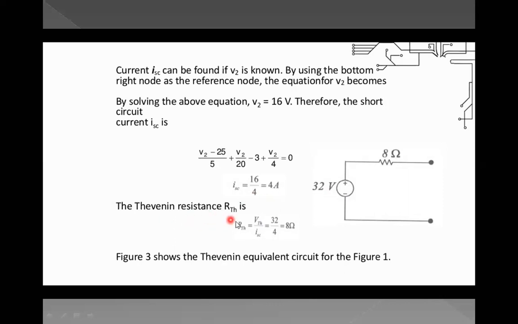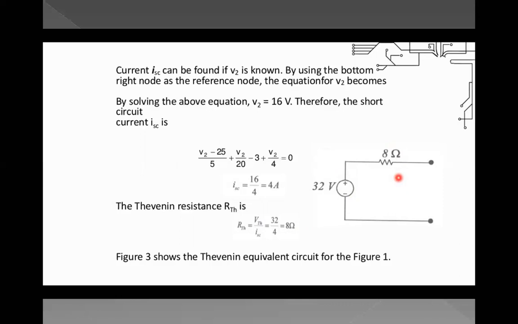So what is Thevenin's resistance? ZTH should be equal to VTH, the open circuit voltage, divided by the short circuit current. So this is 32 divided by 4. You get 8 ohms. And this is nothing but Thevenin's equivalent circuit. So this is how we can find it, applying the superposition theorem to a linear network.